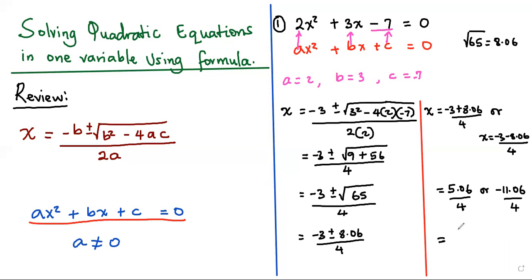So you can place these values in your calculator so that you get 5.06 divided by 4, you will get 1.27. Then minus 11.06 divided by 4, this will give you minus 2.77, when you round your answer to 2 decimal places. So these are our 2 values of x. Is that okay, student?